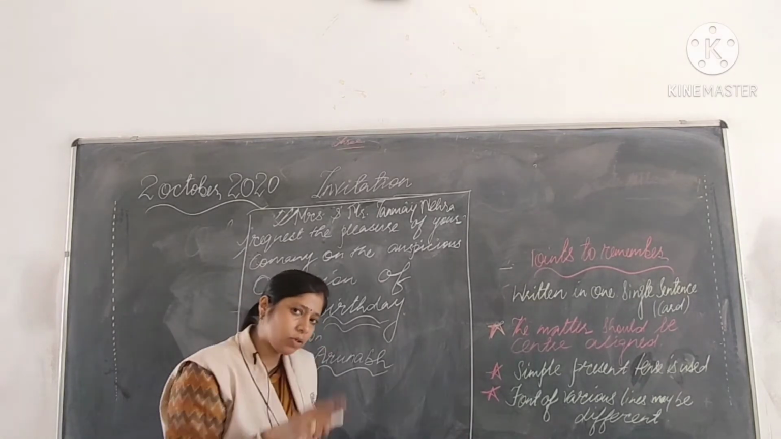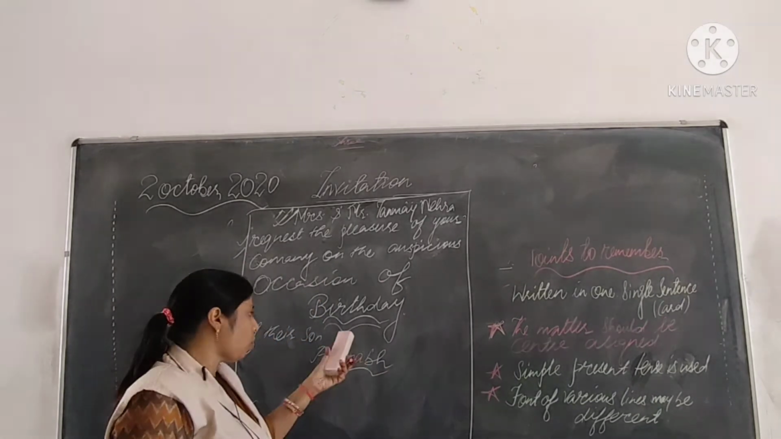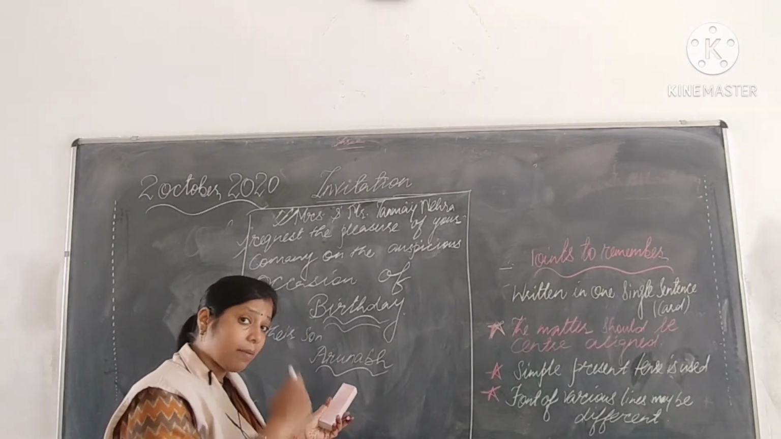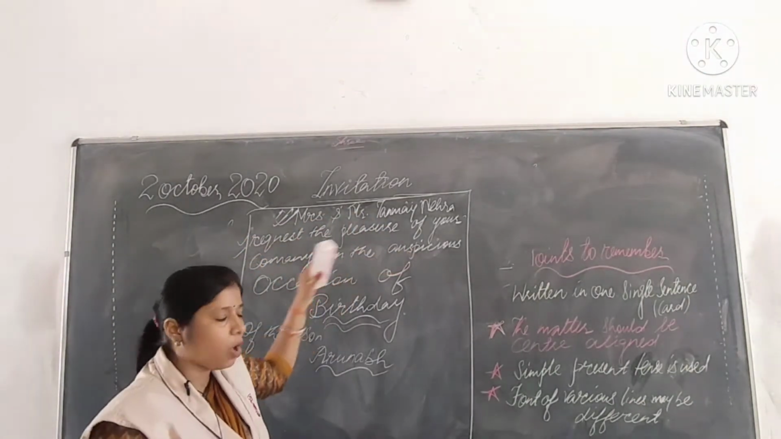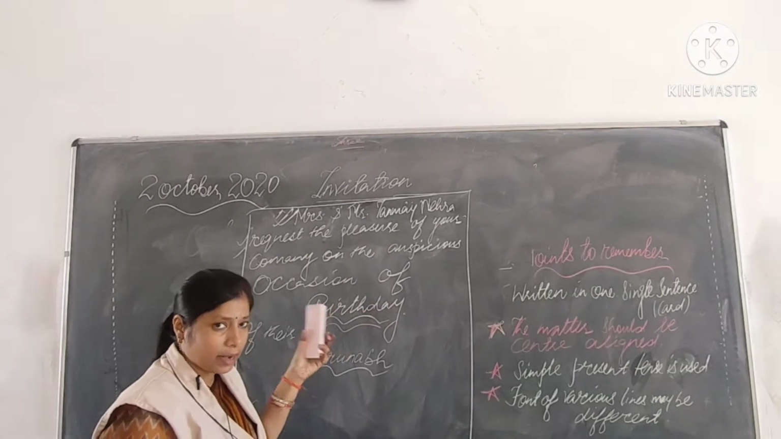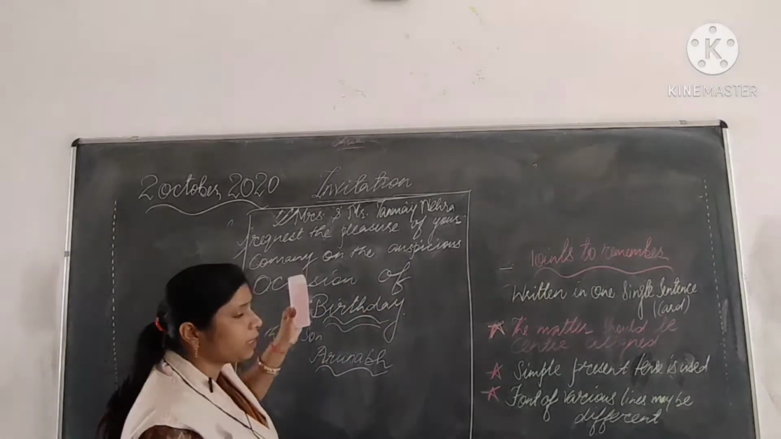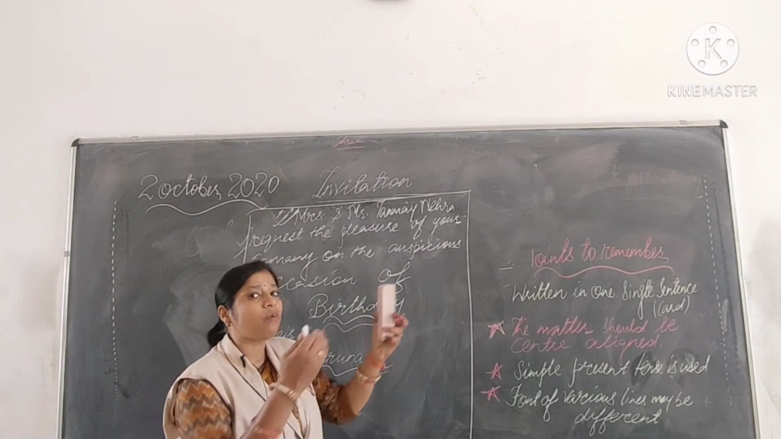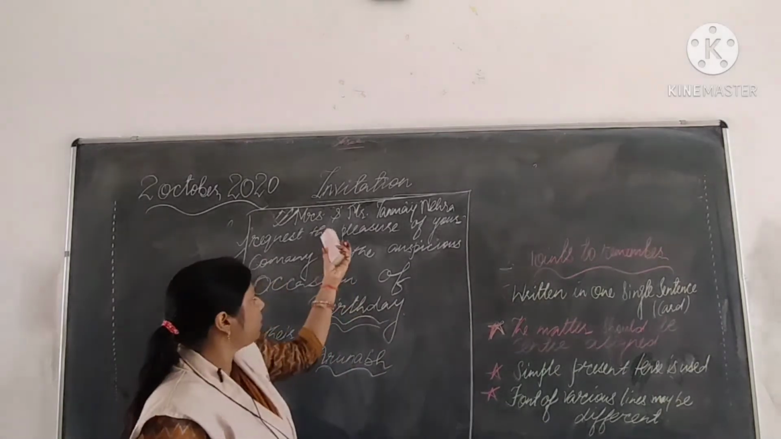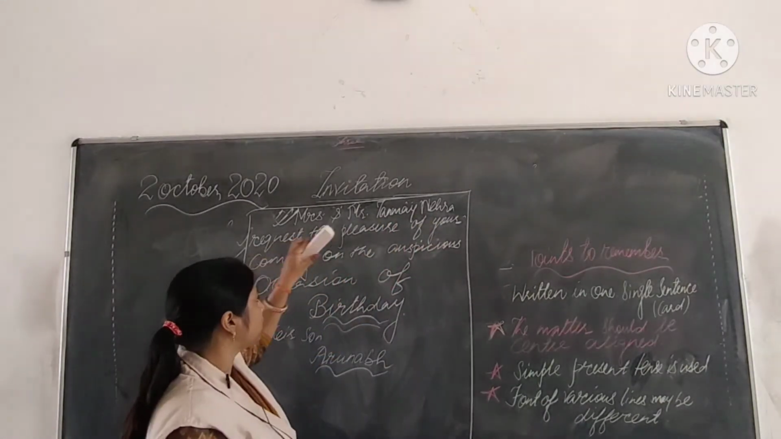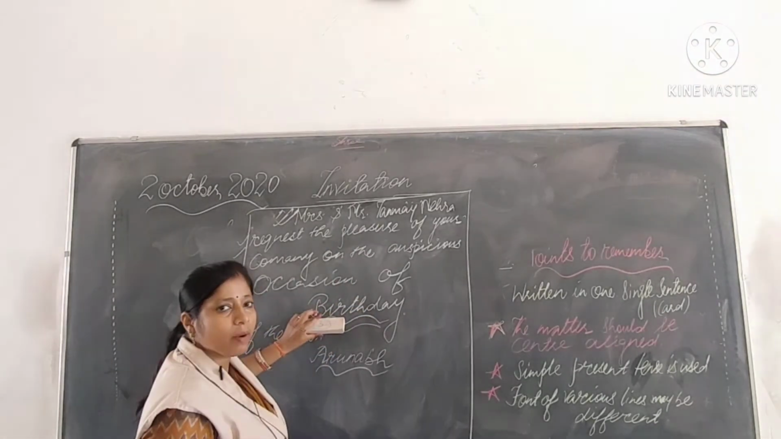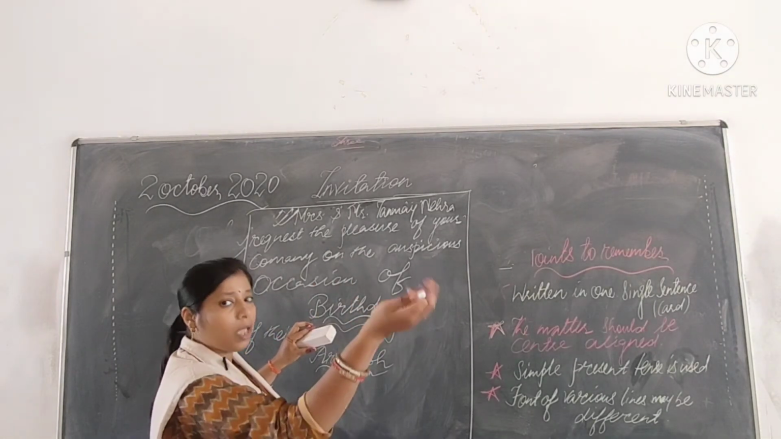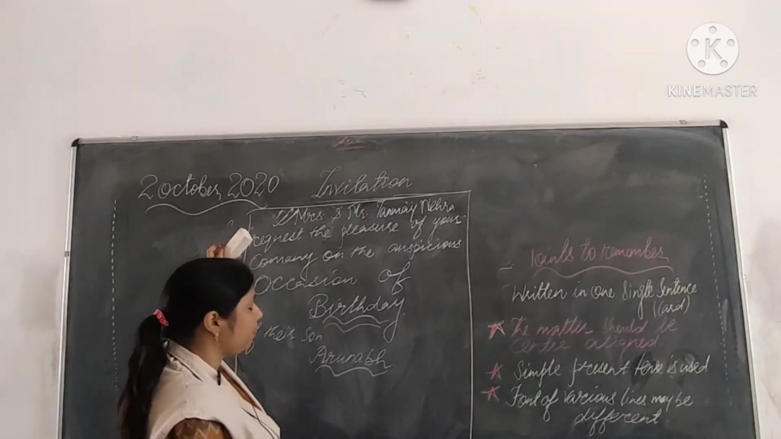Suppose the same concept is there, and you are inviting to Arunab's ring ceremony. Mrs. and Mr. Tanmay Mehra request the pleasure of your company on the auspicious occasion of the ring ceremony. Fine. Suppose a house warming ceremony is there. So, Mrs. and Mr. Tanmay Mehra request the pleasure of your company on the auspicious occasion of the house warming ceremony of their newly built house. So, the request line will be the same.